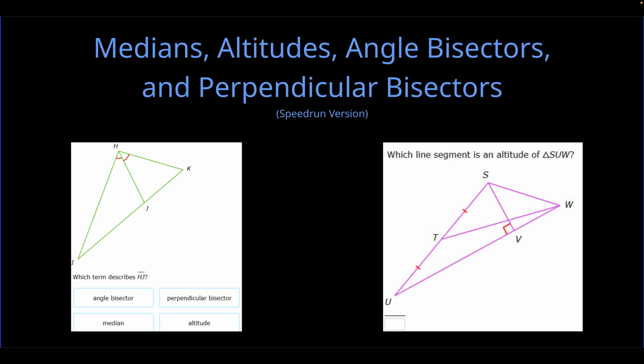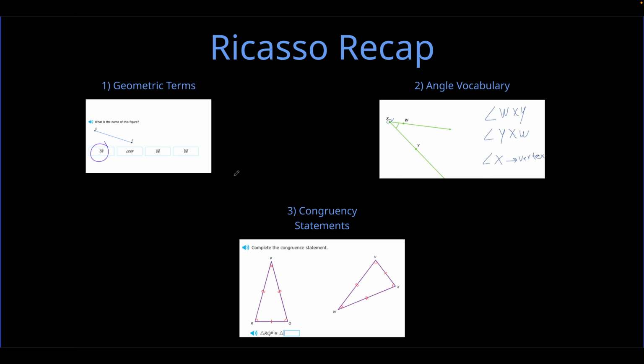Today we're going to be talking about medians, altitudes, angle bisectors, and perpendicular bisectors, similar to these problems that you see up on the screen here. Just a reminder, this is the speedrun version where we go through it pretty quickly. If you want the normal version, I'll link that in the description below.